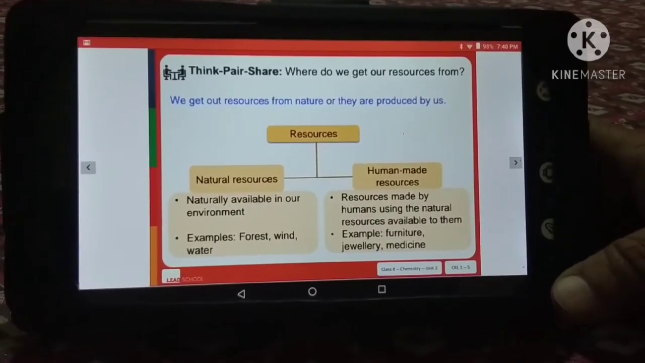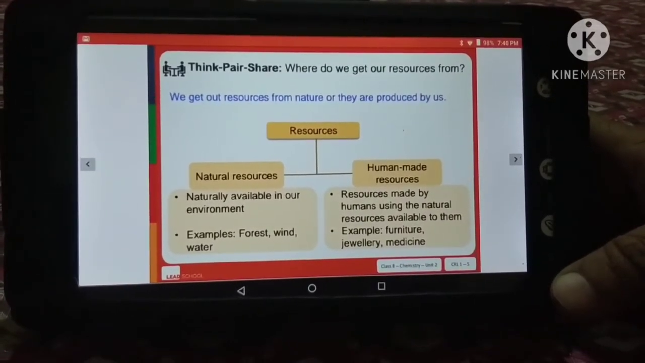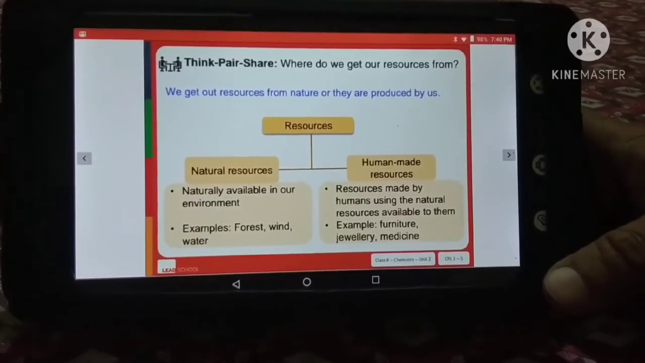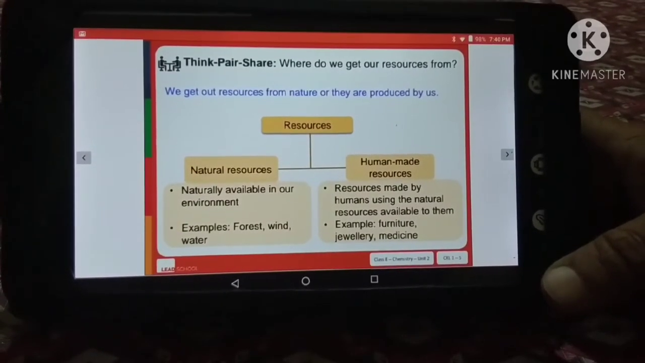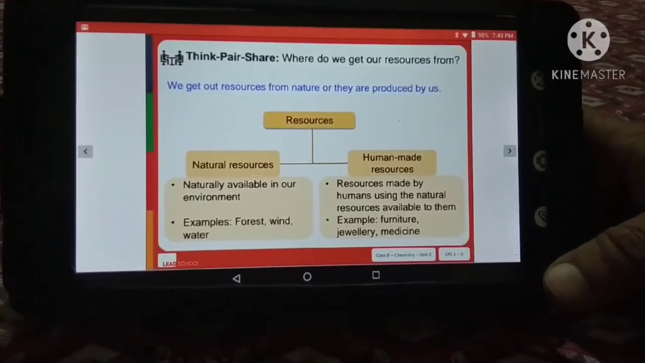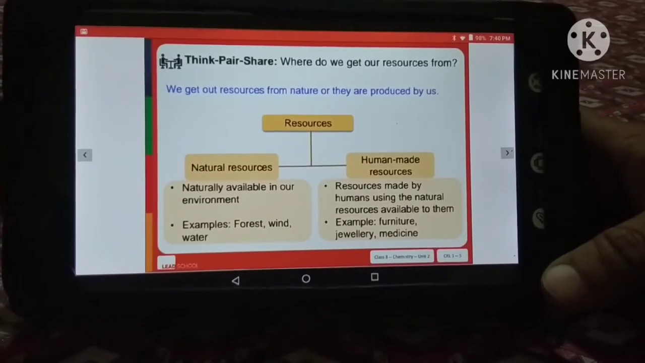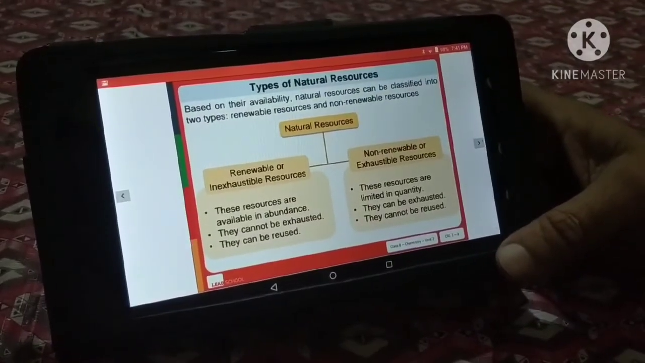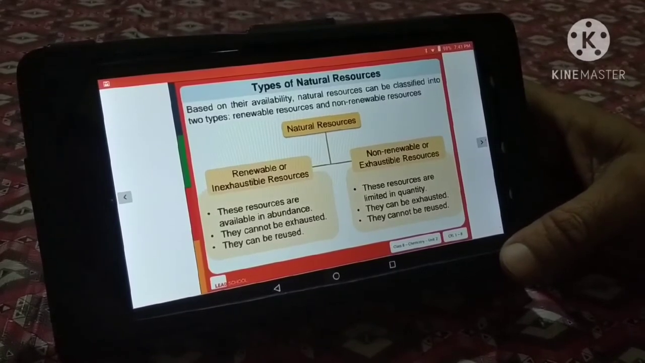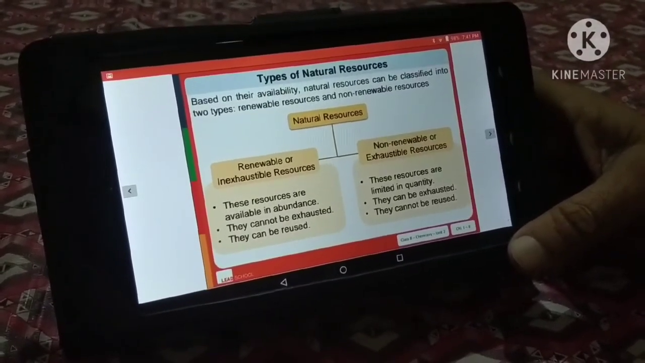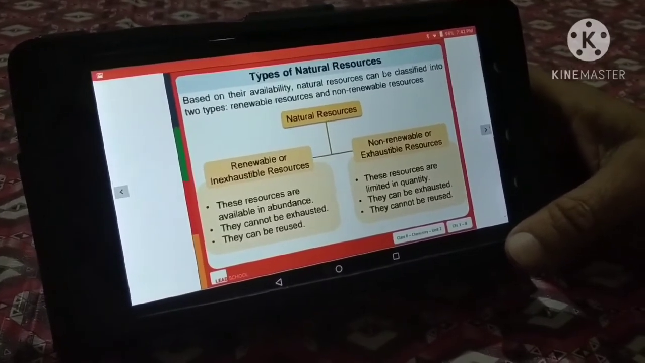About human made resources, resources made by humans using the natural resources available to them. Examples are furniture, jewelry or medicine. Based on their availability, natural resources can be classified into two types: renewable resources and non-renewable resources.